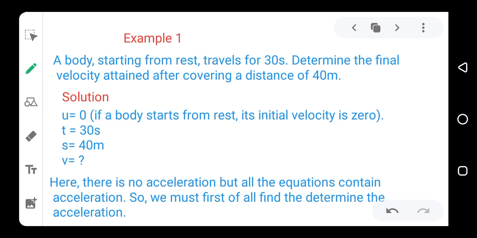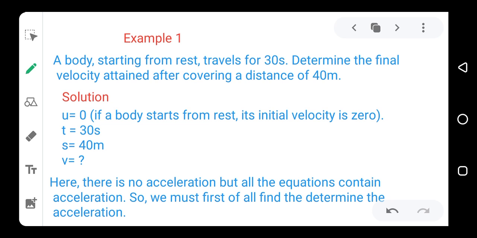Now look at this example. A body starting from rest travels for 30 seconds. Determine the final velocity attained after covering a distance of 40 meters. Now, whenever we hear that a body starts from rest, it means that its initial velocity is equal to 0. So without being told that the initial velocity is 0, once you hear that the body starts from rest, you should just know that the initial velocity is equal to 0.